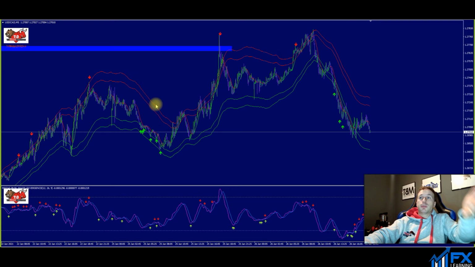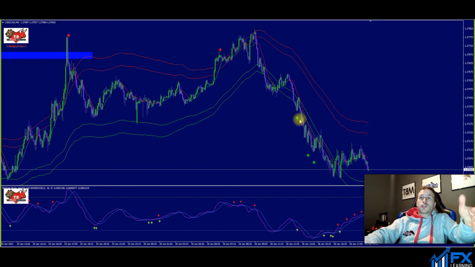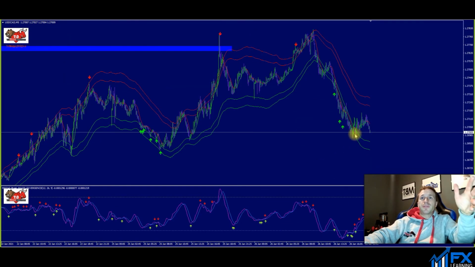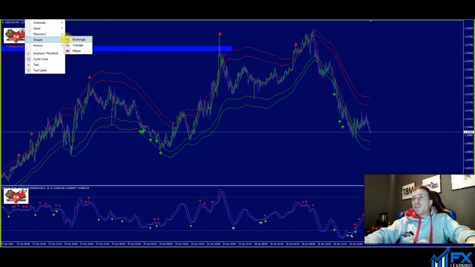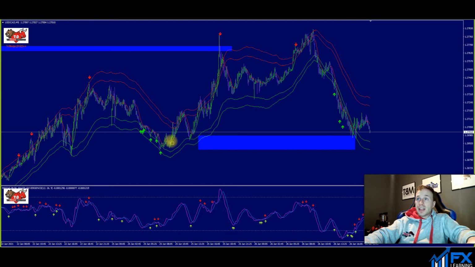Okay, here's a prime example. USD CAD is against the trend. Look at that. We've got a lot of signals. How do we filter out these signals? Let's draw my support and resistance. So I think I've got a support line. Yeah, okay. Here we go.